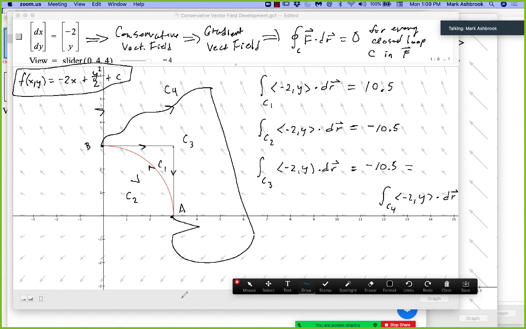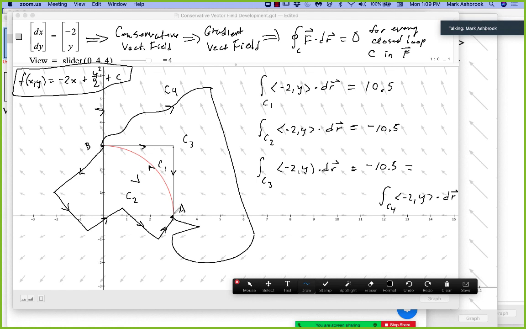Okay, but I'm glad you asked that because, well, let's go back to what we're talking about here. So what do we notice about any path from B to A? It's got to be equal to negative 10.5. No matter how I go from B to A, it's going to complete a closed loop for which the first part was positive 10.5. So every path from B to A has to give us a line integral of negative 10.5.